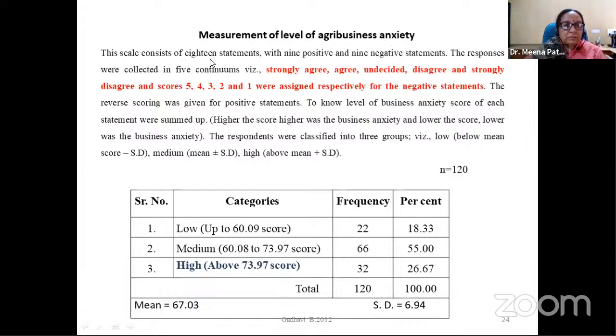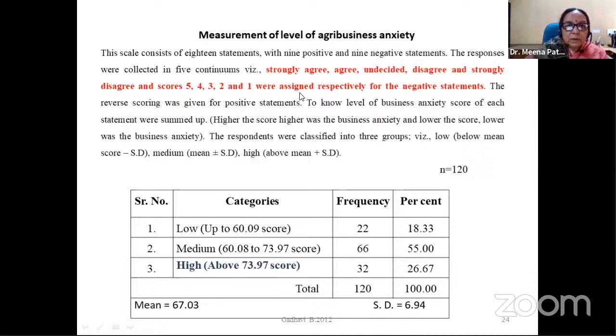The scale consists of 18 statements, as we have seen in the earlier slide, with 9 positive and 9 negative statements. The responses are collected on 5 points. Here reverse scoring is given because nervousness is a negative characteristic of the people. So we have strongly agree, agree, undecided, disagree, and strongly disagree. For negative statements, it was 5, 4, 3, 2, and 1. In the earlier scale, for positive statements, this was given. But for anxiety, 5, 4, 3, 2, and 1 was given for negative statements, and reverse scoring for the positive statements.